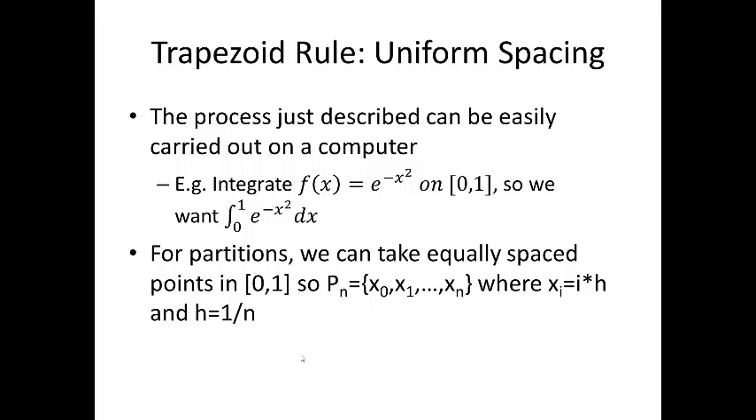Basically, if we wanted to integrate the function f(x) equal to e to the minus x squared on [0, 1], we would want the integral from 0 to 1 of e to the minus x squared dx. And this one can be carried out using the elementary techniques of calculus, or the analytical solution. But we can carry it out numerically. And for partitions, we can take the equally spaced points in [0, 1], so P_n is equal to {x_0, x_1, ..., x_n}, where x_i is i times h, and h is equal to 1 over n. This leads us to the pseudocode.